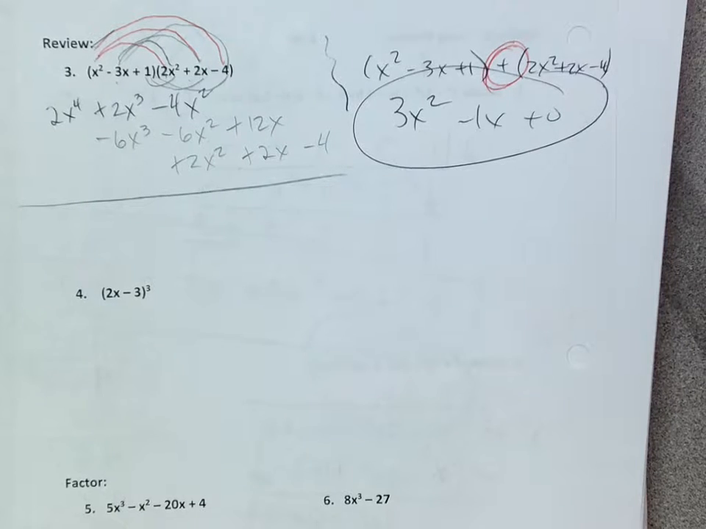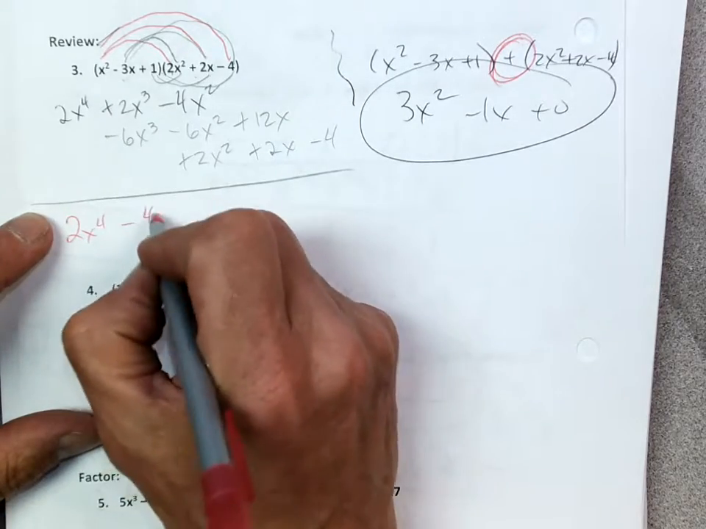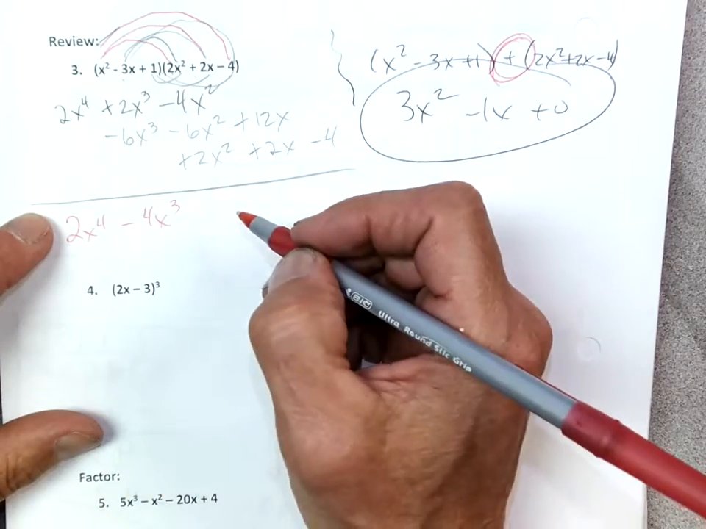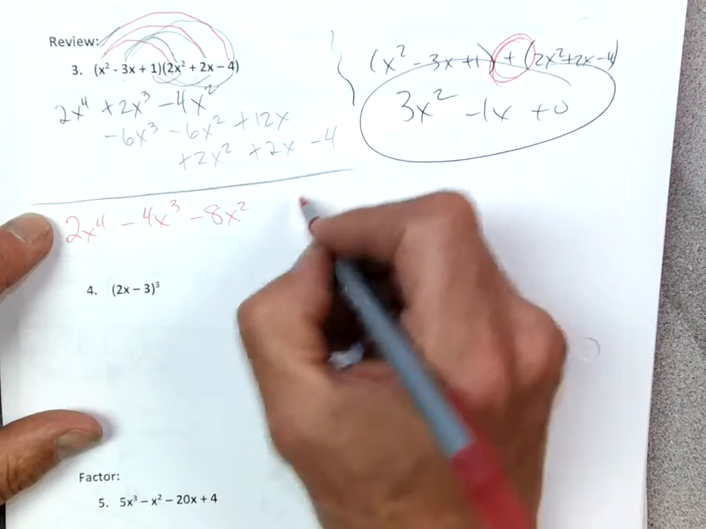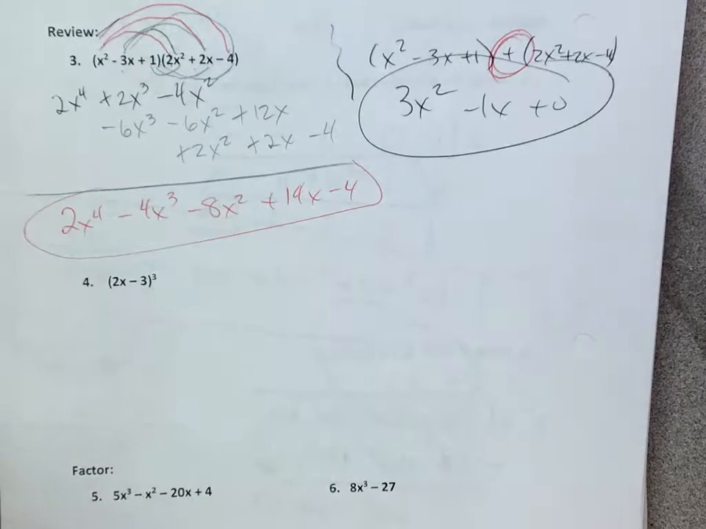So then, grand answer: 2x to the fourth minus 4x cubed, negative 8x squared plus 14x minus 4. Anybody get that answer? Thumbs up? Nice. So you guys can do this on Wednesday, right? Good. I have faith in you.